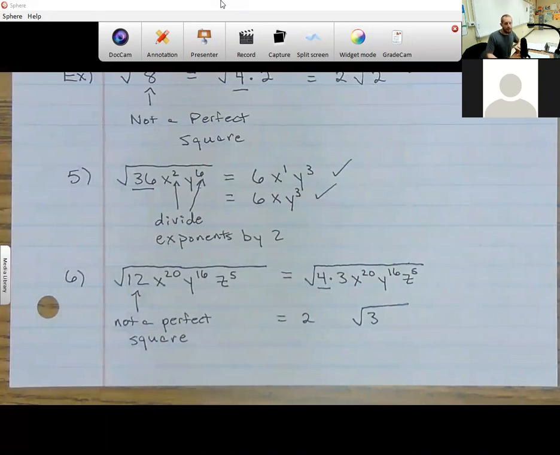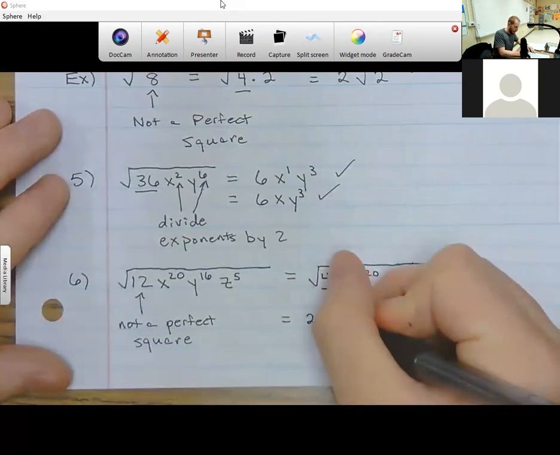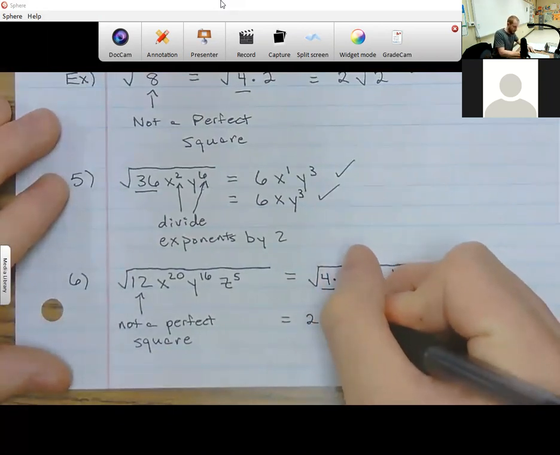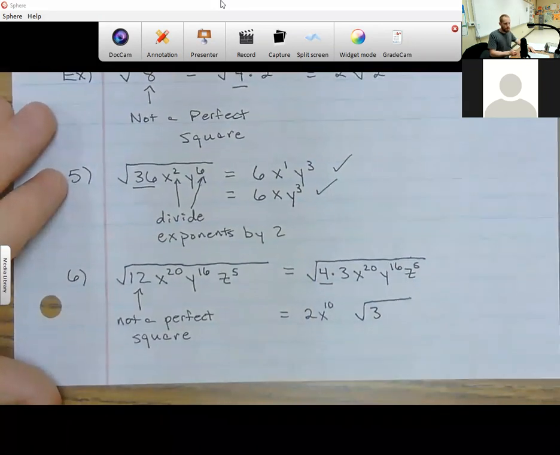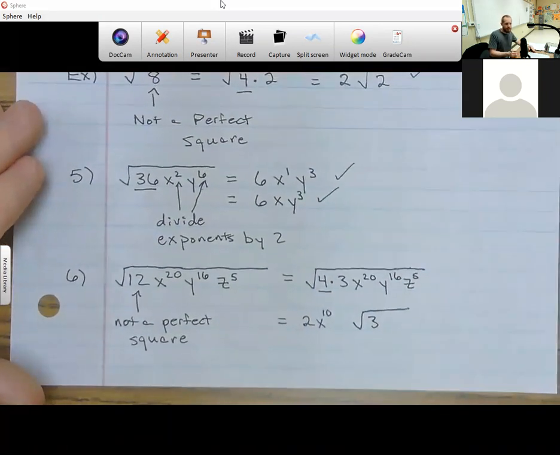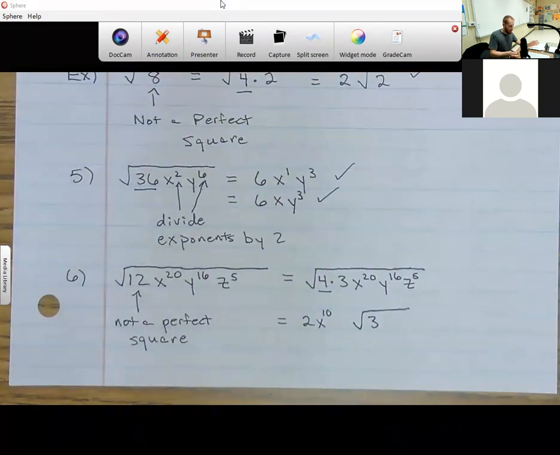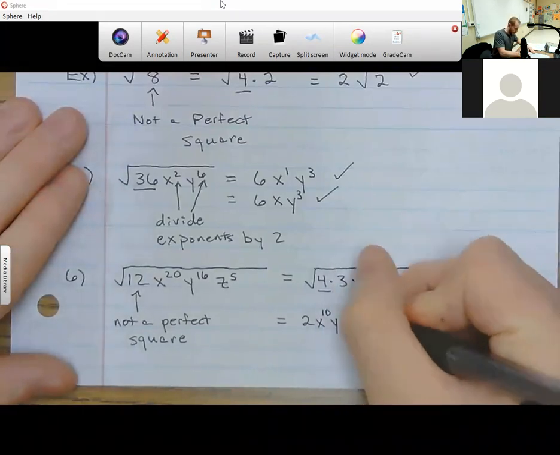Now let's divide the exponents by 2. I see x to the 20 power. What's 20 divided by 2? Wouldn't that just be 10? So I can take out x to the 10th. Okay? Let's look at the y's next. How many y's can I take out? Well, what's 16 divided by 2? Wouldn't that just be 8? So I can take out 8 y's.